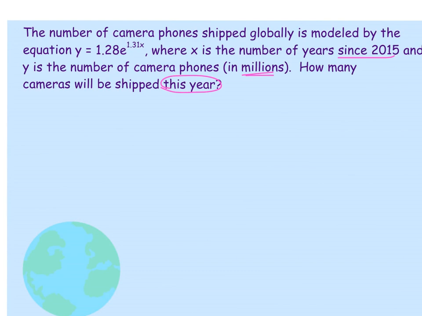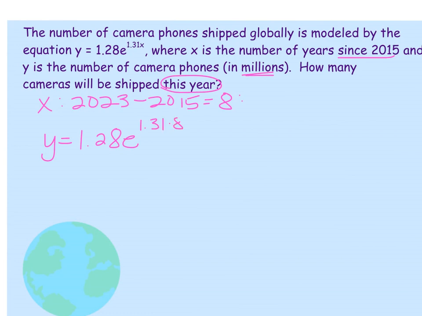Well, if x is time, represented as years since 2015, in 2023, x would equal, oops, I'm not writing it all up correctly. All right, let's try that again. In 2023, x would actually equal 8. There's a lot of work to get to that. So we would just plug in 8 in our formula. So y equals 1.28 e to the 1.31 times 8 power.